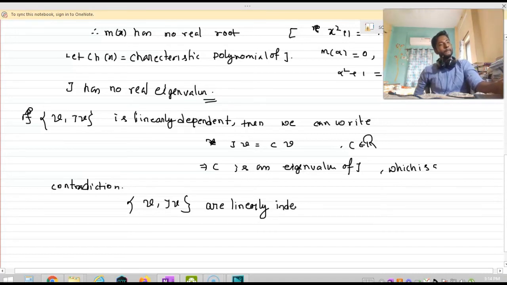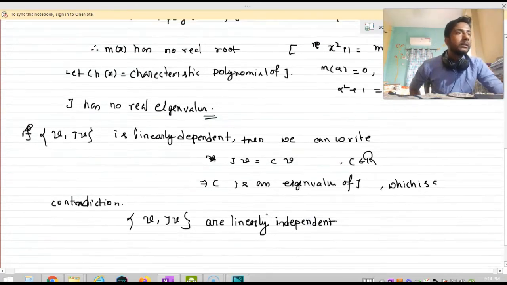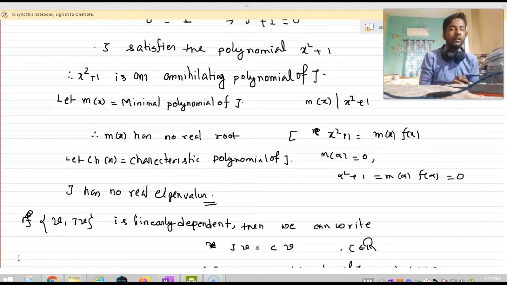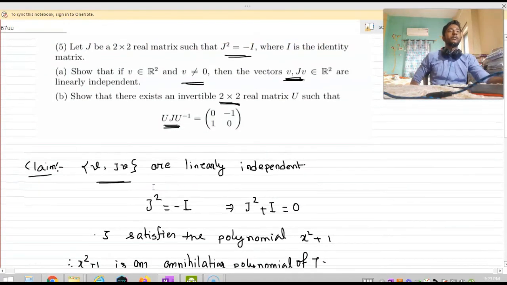Linearly independent. Okay. Now the second part says: show that there exists an invertible 2 cross 2 real matrix U such that U inverse equals [0, -1; 1, 0]. Now the construction of this matrix U is very technical.